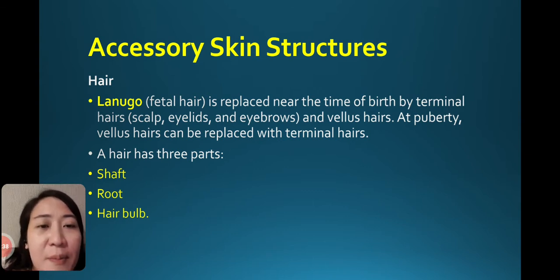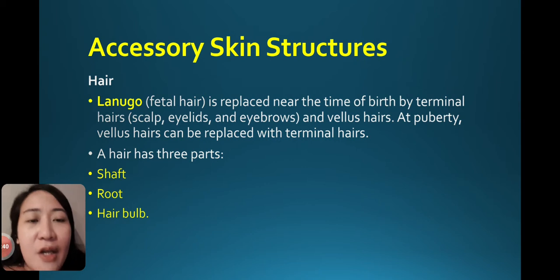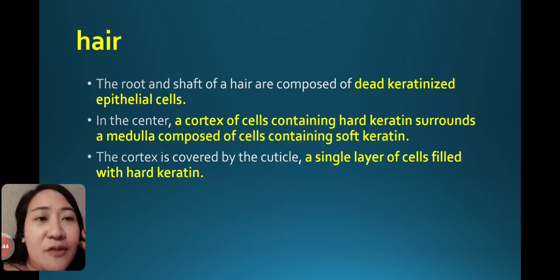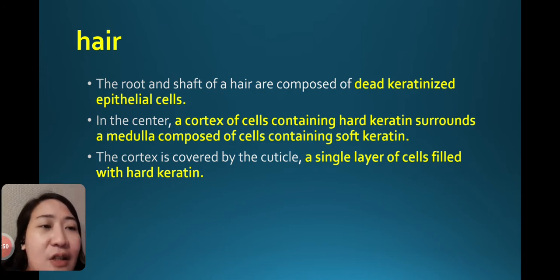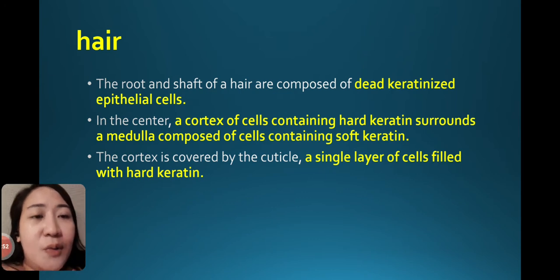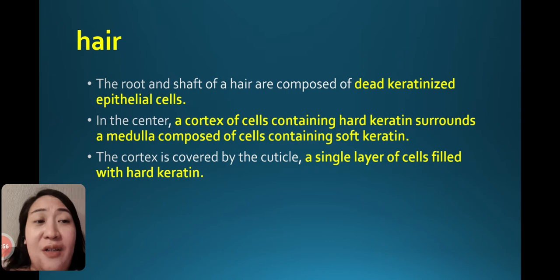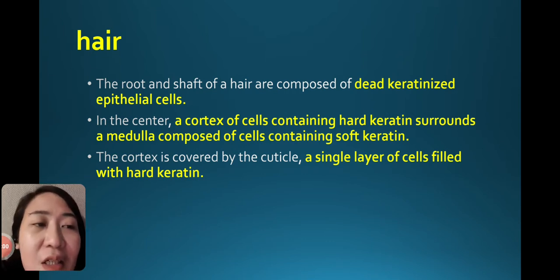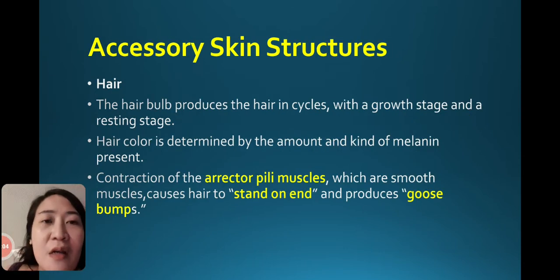We have three parts: shaft, root, and hair bulb. The root and the shaft of the hair are composed of dead keratinized epithelial cells. At the center, the cortex, containing hard keratin, surrounds a medulla composed of cells containing soft keratin. Yung soft keratin natin kanina. The cortex is covered by the cuticle, a single layer of cells filled with hard keratin. Bongga. So, accessory skin structure.